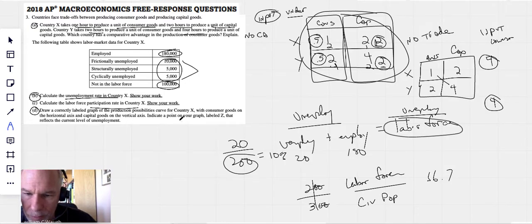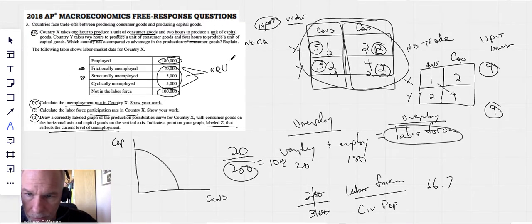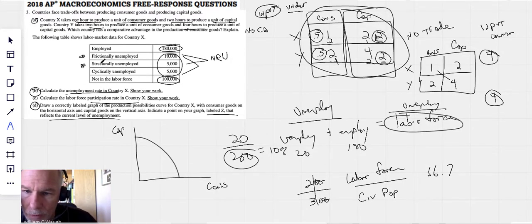Draw a correctly labeled graph of the PPC for country X with consumer goods on the horizontal. Capital goods up here. I'm going to draw, does it tell me? Doesn't matter. Straight line, curve, doesn't matter. I'm going to draw a curve just because that's what I'm used to. Indicate a point on the graph labeled Z that reflects the current level of unemployment. Now, we have frictional and we have structural. Those two together are our natural rate of unemployment. We always have frictional and structural. But we also have cyclical.